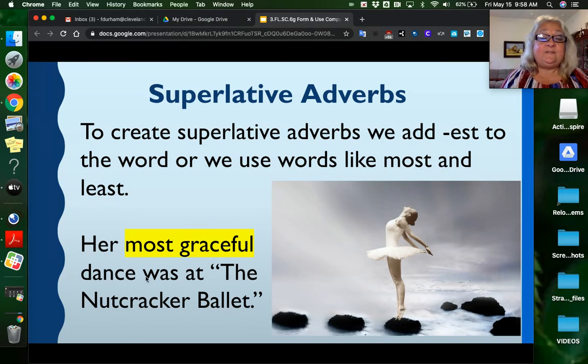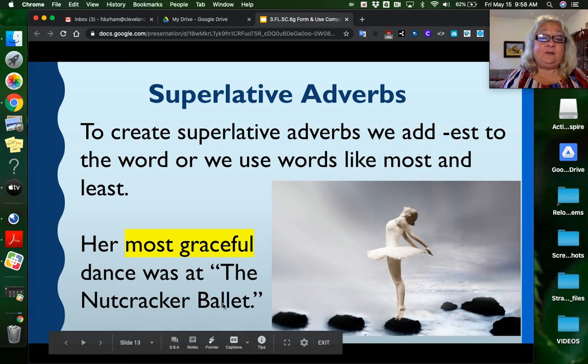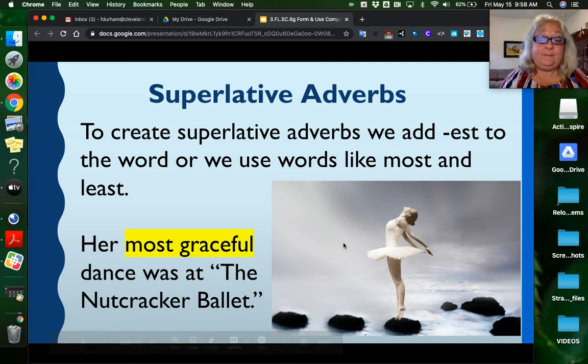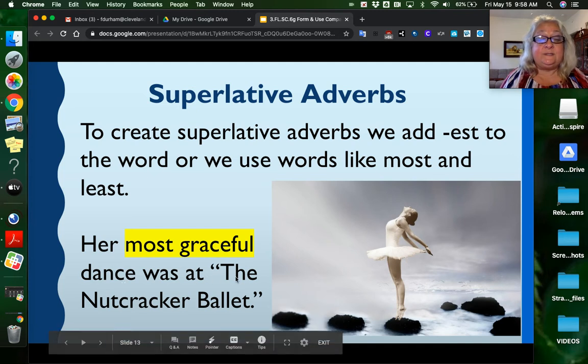Her most graceful dance was at the Nutcracker Ballet. Now, if we wanted to just compare two dances, we would say she danced more gracefully in the last ballet than this ballet. But when we are comparing all of her dances, we use the word most. Her most graceful dance was at the Nutcracker Ballet.